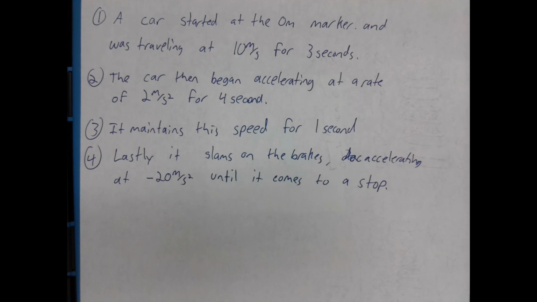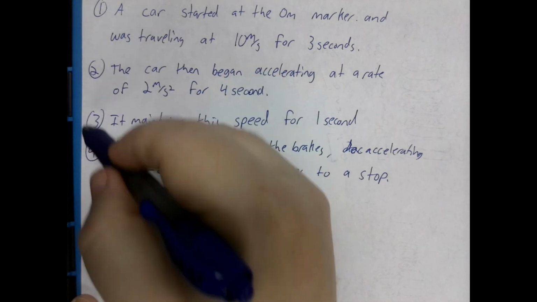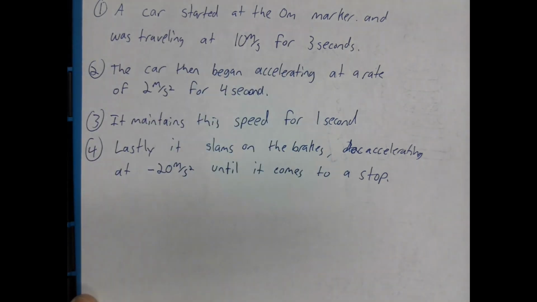So I've broken up every sentence and put a number to it. This is more advanced because we're now going to have to look at what happened at certain times. So let's see what we can figure out what happened between steps 1 through 4. A car started at the 0 meter mark and was traveling at 10 meters per second for 3 seconds.